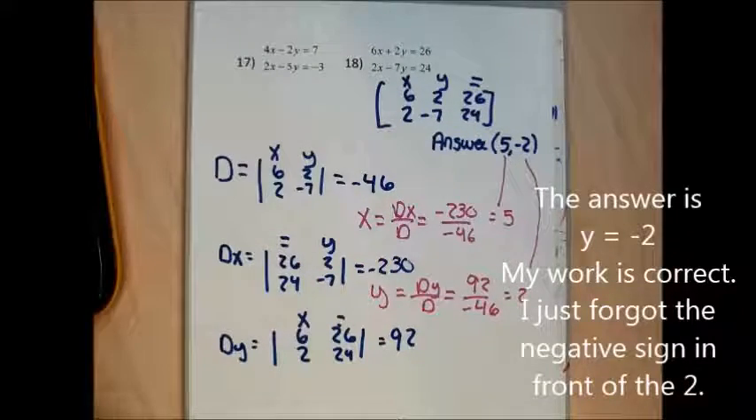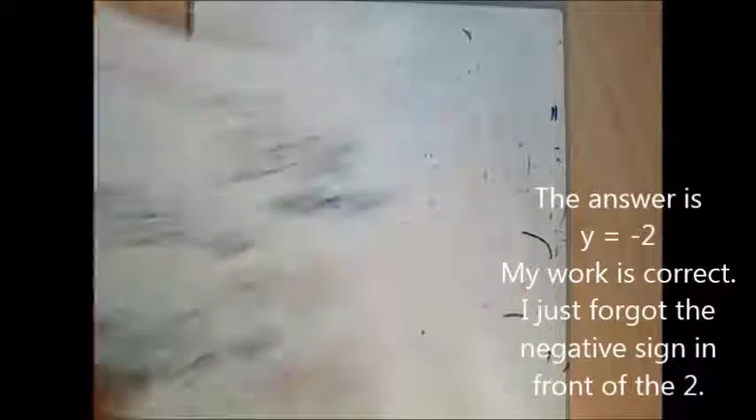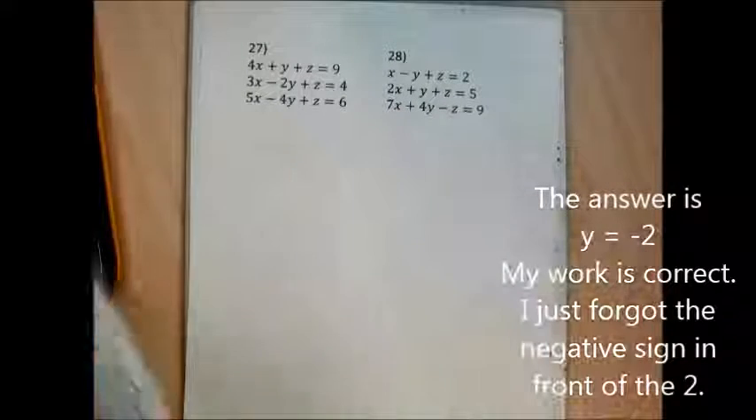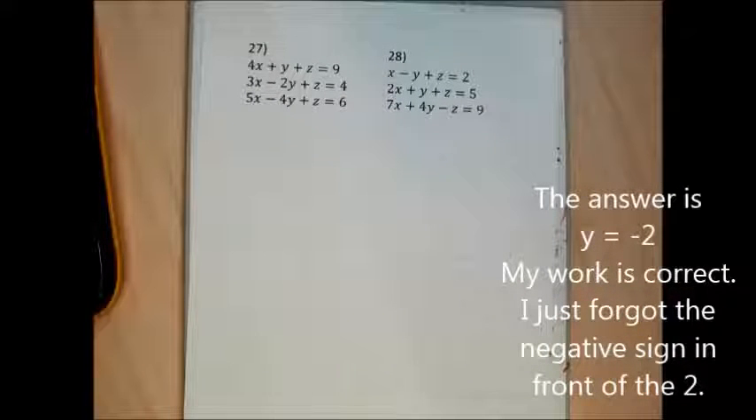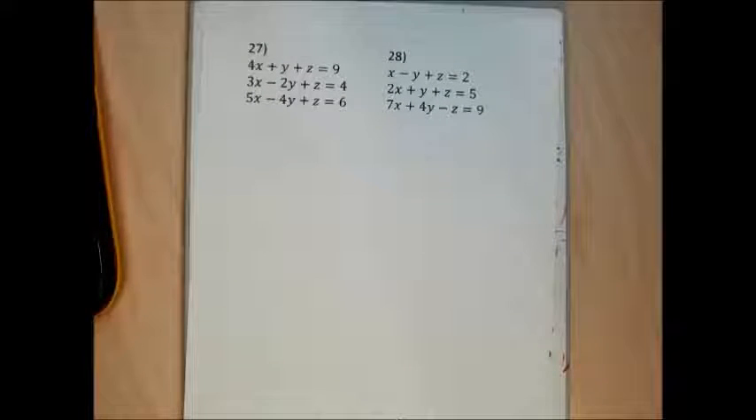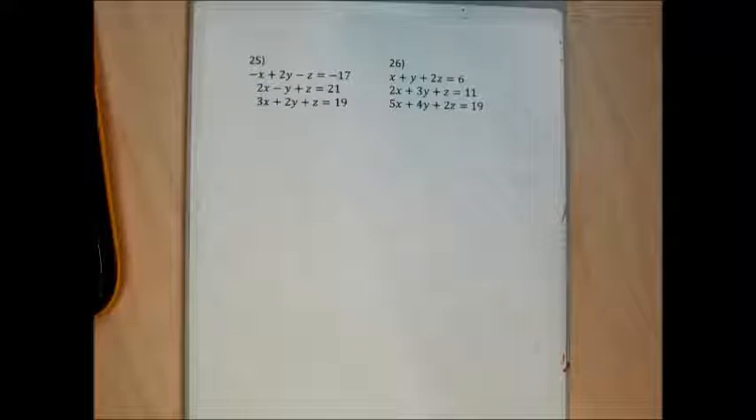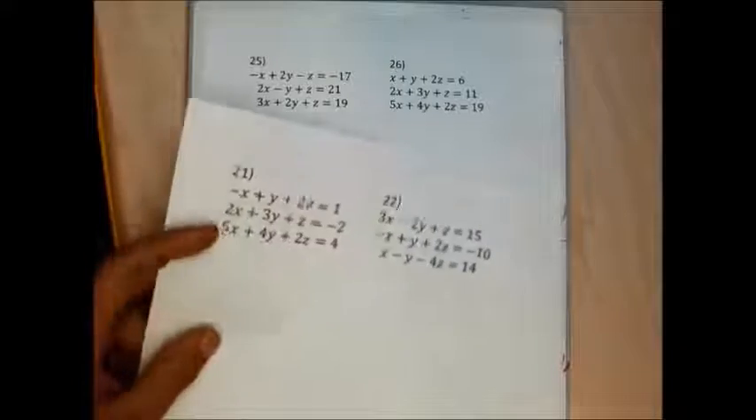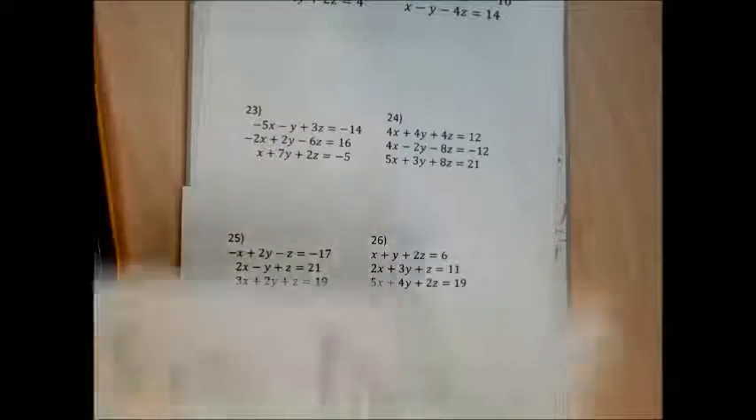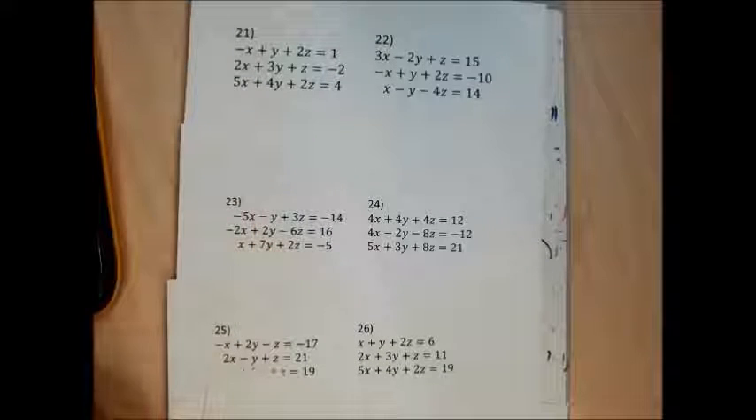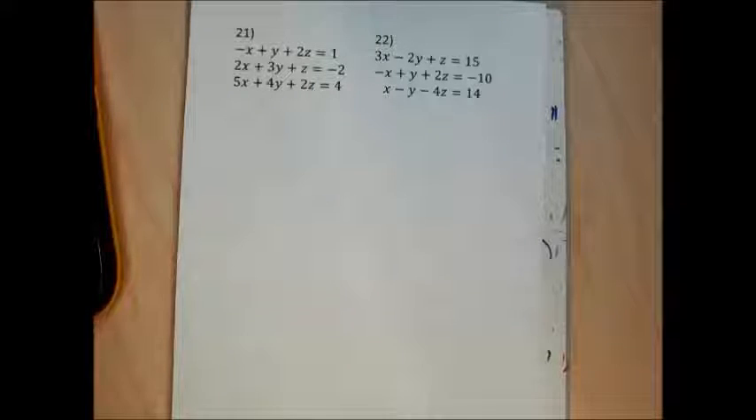Okay, so I'm going to move all the way on to 27, 28, 29, 30, 25, 26, 27, 28. They're out of order here. How about 21, 22? 23, 24, 25, 26. Maybe I'll skip 27 and 28 because this is going to be silly too. I don't generally ask X, Y, Z problems on the test for Cramer's Rule because it's just tedious to do.